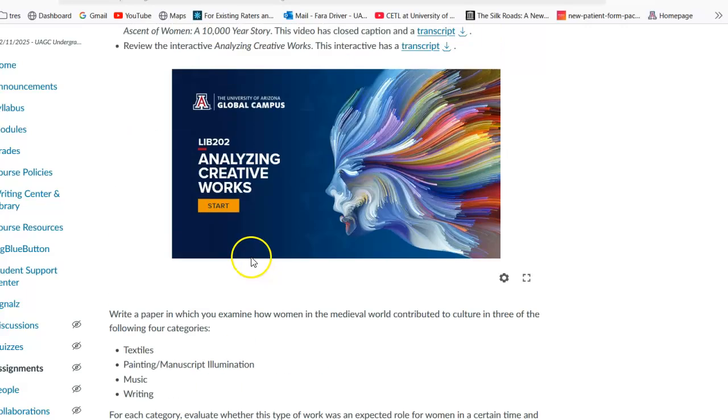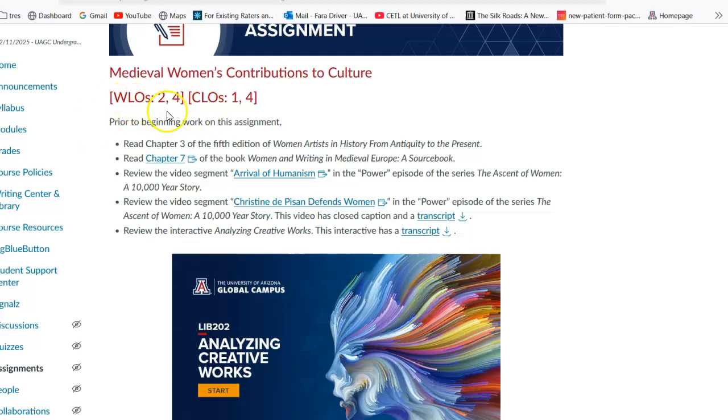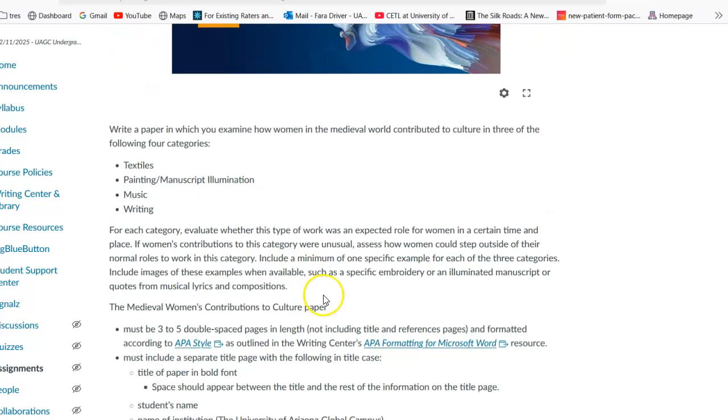These go towards those CLOs that are up here and the WLOs. In this case, it is to compare and contrast in certain respects what was expected of women traditionally and how these artists particularly did differently from that. Include a minimum of one specific example for each of the three categories.